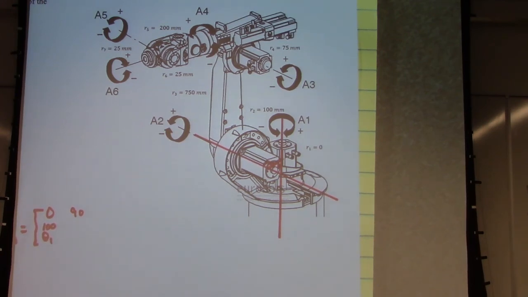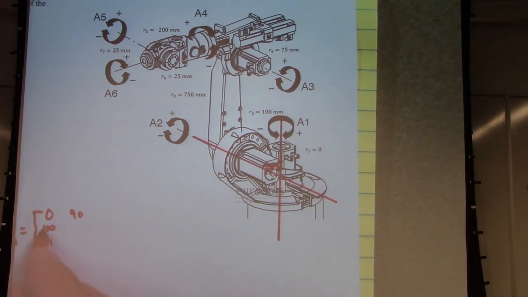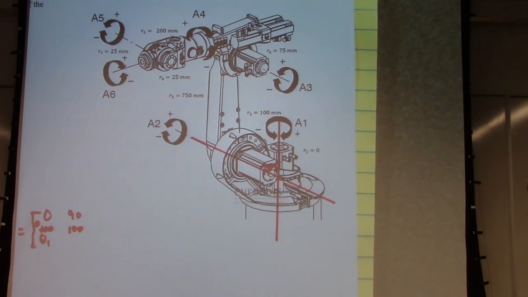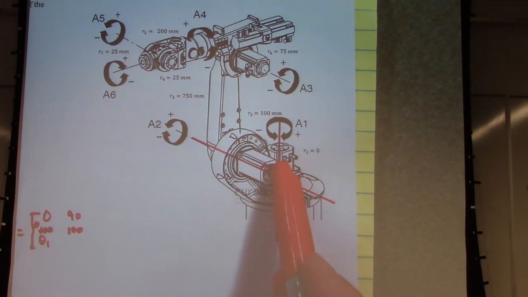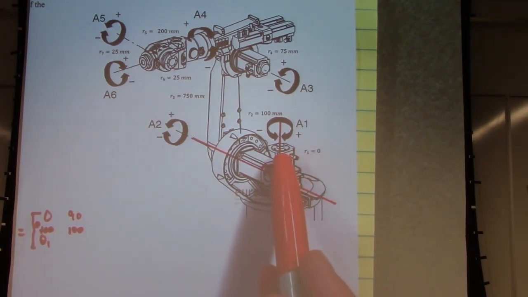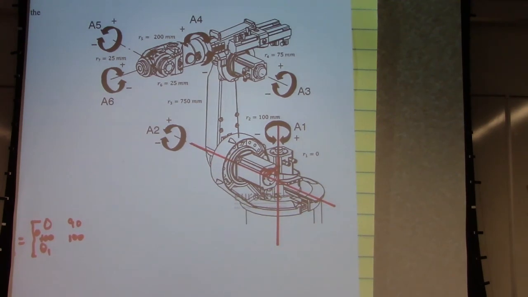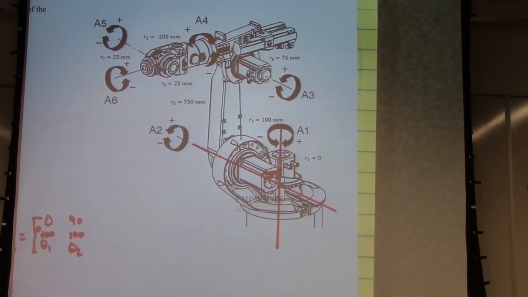750. Actually, I messed up, didn't I? Should be the 100. Yeah, it should be the 100. What should go here? 0. 0. Good. Why is that? Because it's the i minus 1. We're looking at the distance from A1 to A2, and the joint twist from A1 to A2, and finally theta 2 is the joint angle associated with A2. Good.